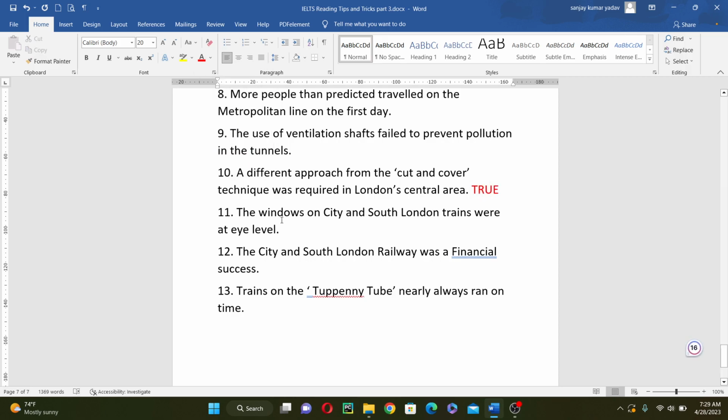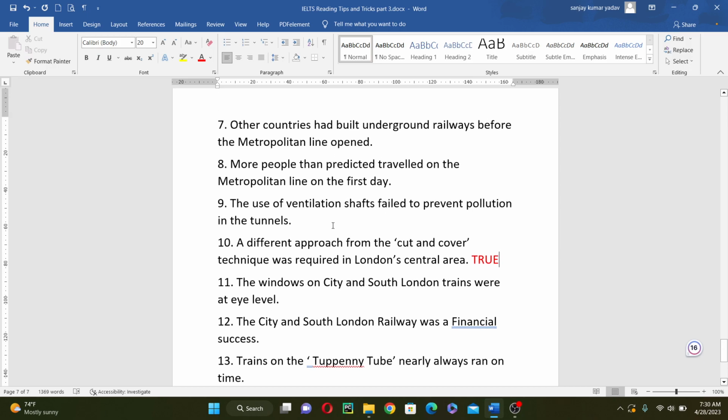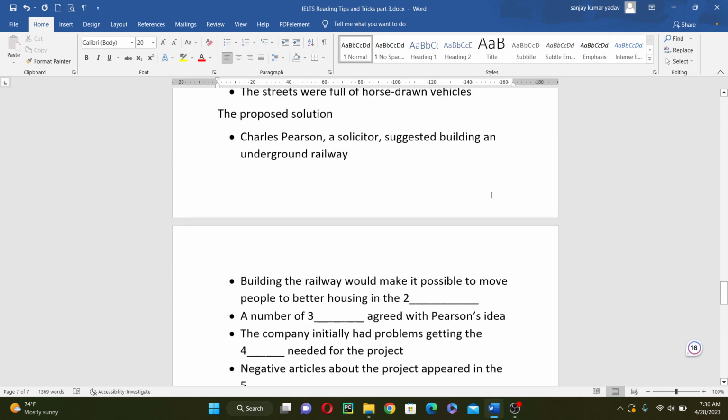Now let's move to the windows on the City and South London trains were at eye level. If the windows on City and South London trains were at eye level, it's true. If it is not at the passenger's eye level, then definitely it would be false, and otherwise it would be not given. So let's find out whether the windows are at eye level or not, and the answer to question 11 would be just below the answer to question 10. So let's move.